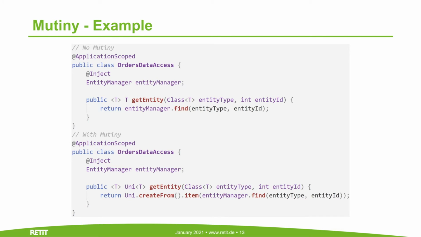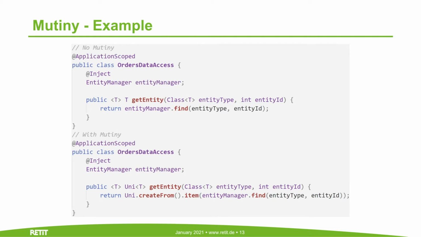And for your data access object, or data access layer, you usually have something like an entity manager injected. The result of that interaction with the entity manager is then returned as a result. In this case, we have one method that simply finds the corresponding entity by supplying the entity type and the entity ID. So you can easily utilize Mutiny at this layer by simply wrapping the findings of your entity manager inside a Uni or a Multi.